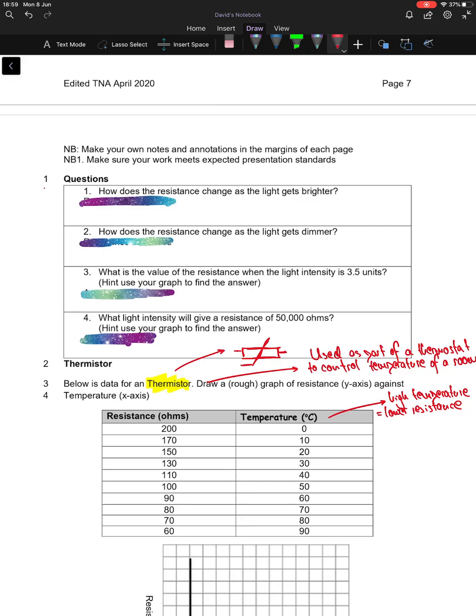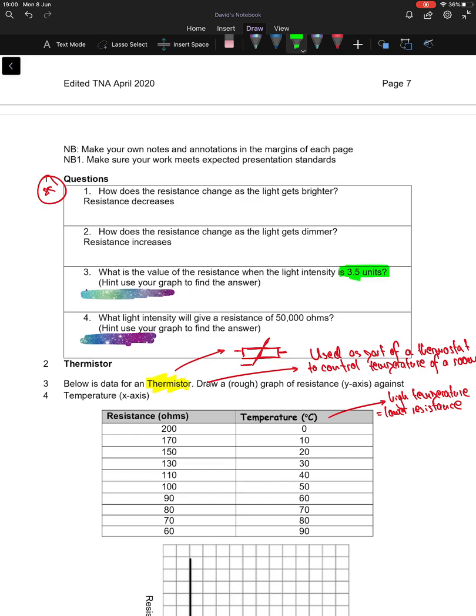Right, have a go at these questions for me now. Pause the video, have a go at these questions based on what you've looked at. So how does the resistance change as the light gets brighter? Mark these as you go, correct them if you need. The resistance decreases. How does the resistance change as the light gets dimmer? Opposite, the resistance increases.